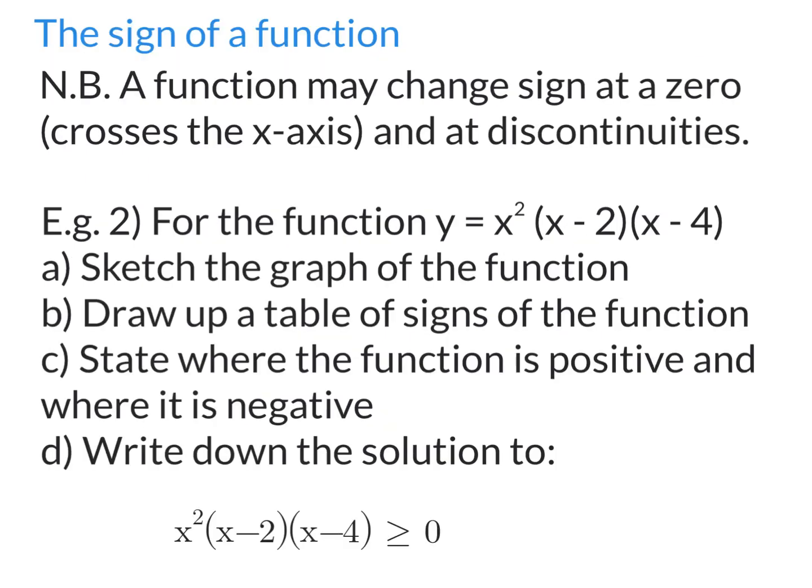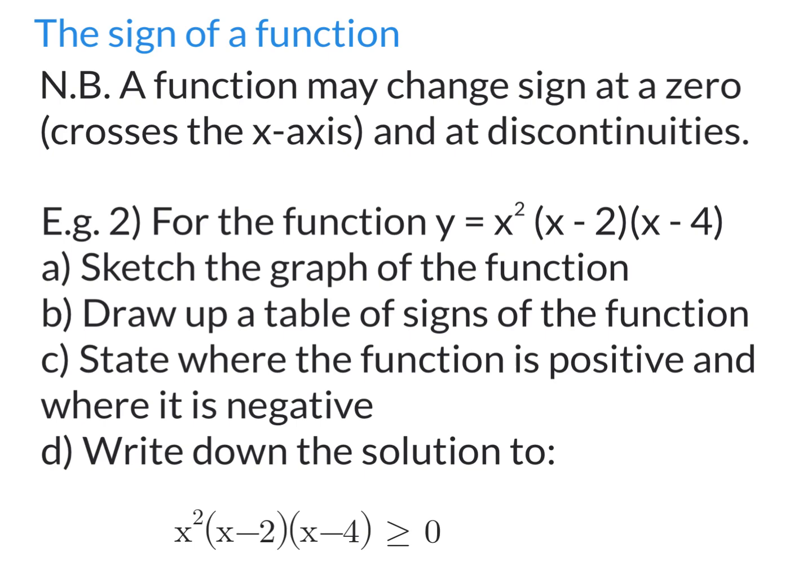Now we're going to look at the sign of a function. So note, a function may change sign at a zero, so when it crosses the x-axis, it could go from being above the x-axis, which would be positive y values, to below the x-axis, which would be negative y values, and at discontinuities. So we know that with a hyperbola, on one side of the asymptote we could be below the axis, and on the other side of the asymptote, we could be above the x-axis.